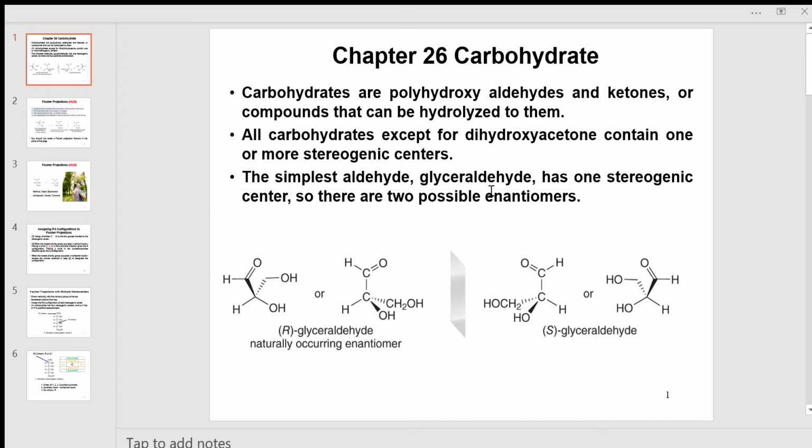But what is a carbohydrate? A carbohydrate basically is a polyhydroxyl aldehyde or ketone compound, or some molecule that can be hydrolyzed to form polyhydroxyaldehydes or ketones. Well, this definition includes two critical things. The first one is polyhydroxy. Polyhydroxy means at least two or more hydroxyl groups in this molecule.